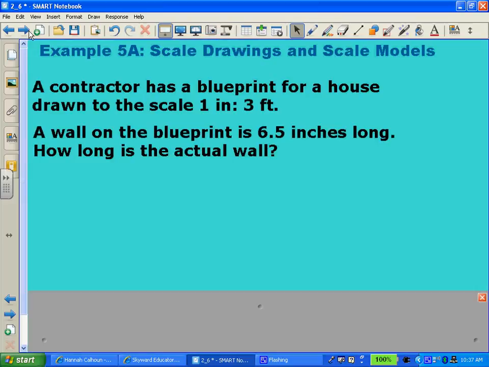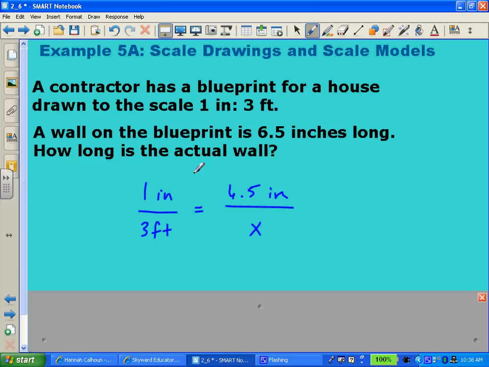And then the last thing you'll see today has to do with scale drawings and scale models. Now if any of you ever want to become an architect or a builder or anything like that, you'll need to be able to use scales. Okay, you've probably learned about using scales maybe on maps in geography already. So a contractor has a blueprint with a scale of 1 inch to 3 feet. So I'm going to write that down. Now the wall on the blueprint is 6.5 inches. So I'm going to put inches on top just like it is in my original scale. How long is the actual wall?